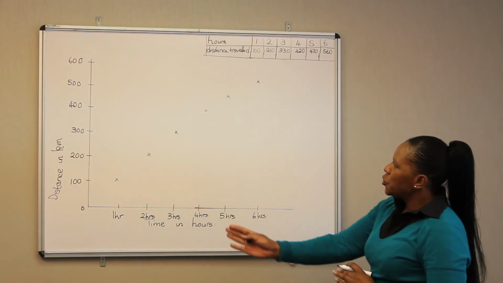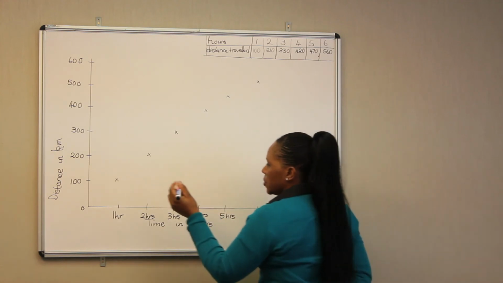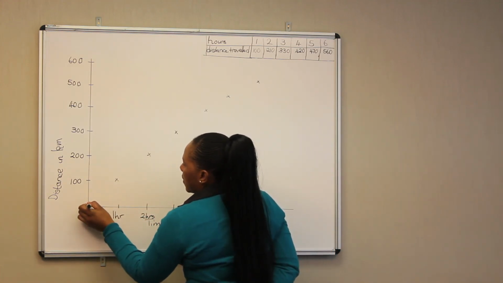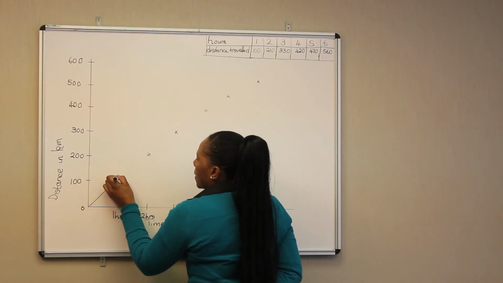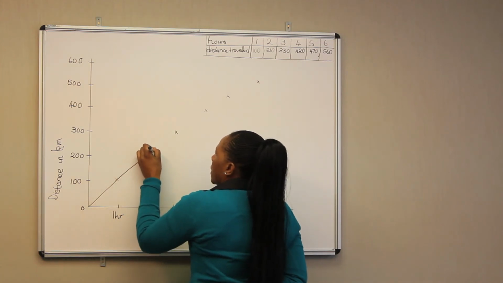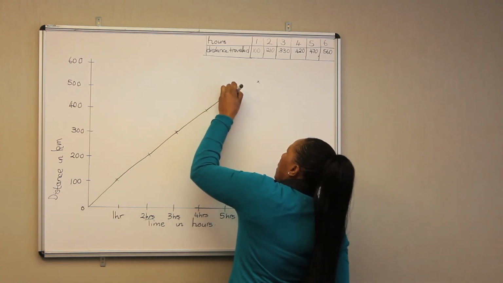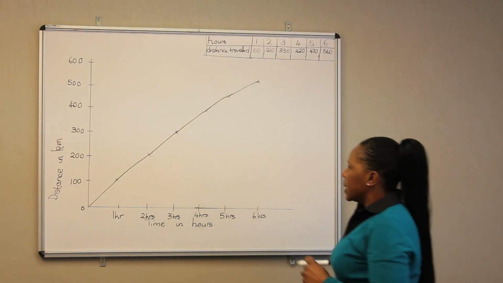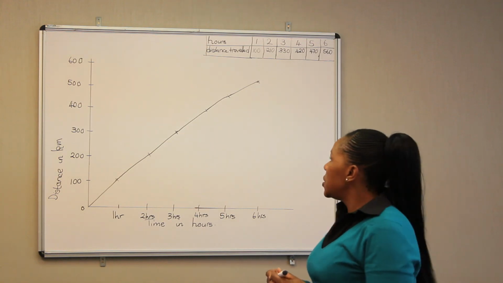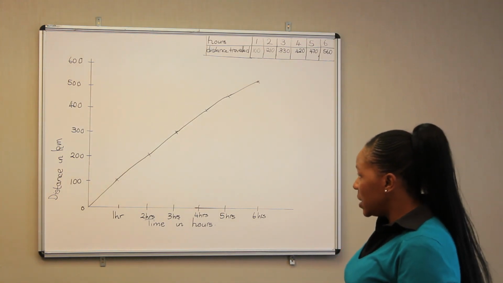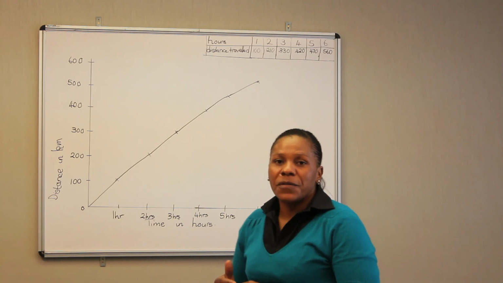So we are going to join those points to determine our graph. So that is the line graph, which shows the distance that was traveled over a period of 6 hours.